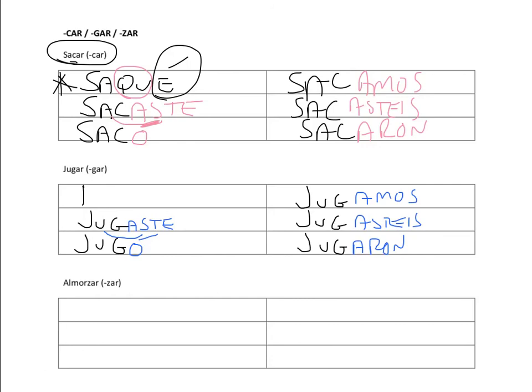The only problem is right here in the yo form. We get jugé. So we have to change that. We don't want to say jugé. That's going to change the pronunciation. So we're going to stick a little U in there. We're going to say jugué. Jugué. And again, it's only the yo form that you're changing. It's only the yo form.